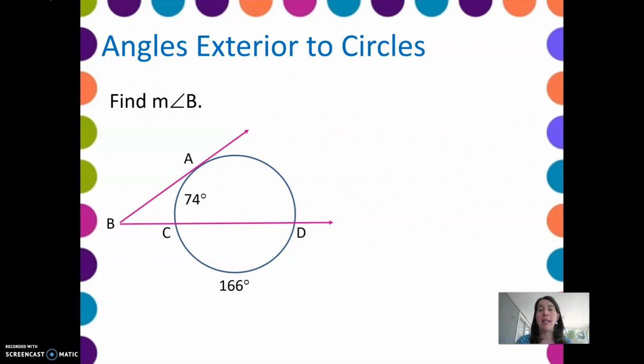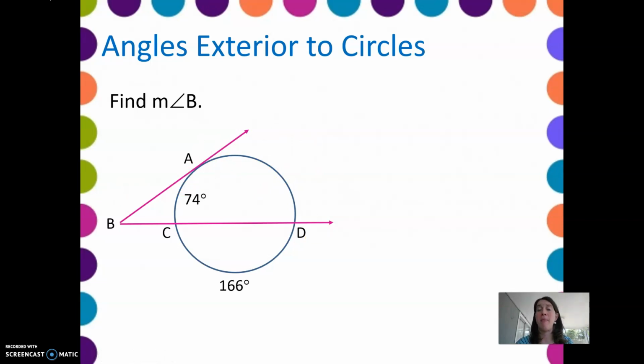Our job is to find the measurement of angle B. Well, angle B is an exterior angle because it's on the outside of the circle. The two lines that are making up that angle are a tangent we see at the top of the circle, and also a secant at the bottom because it's going through the circle. Well, in order to find the measurement of angle B, I'm going to have to use the two arcs that are on the inside of the angle. That one arc is given to us with a 74, but the second arc going from A to D, I don't know that measurement yet. So I'm going to have to find that first.